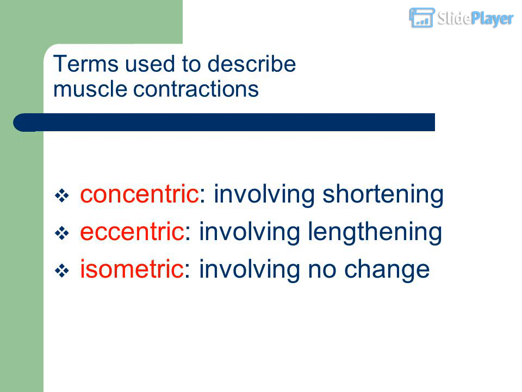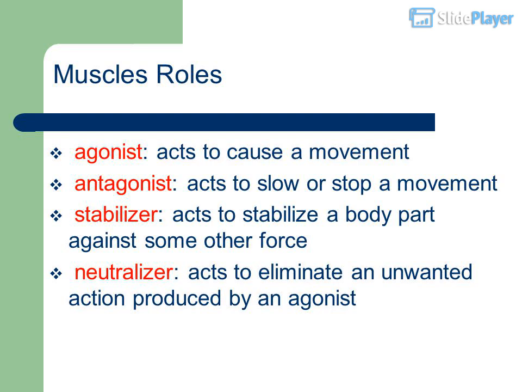Terms used to describe muscle contractions. Concentric, involving shortening. Eccentric, involving lengthening. Isometric, involving no change in length. Muscle's role as agonist: acts to cause a movement. Antagonist: acts to slow or stop a movement. Stabilizer: acts to stabilize a body part against some other force. Neutralizer: acts to eliminate an unwanted action produced by an agonist.